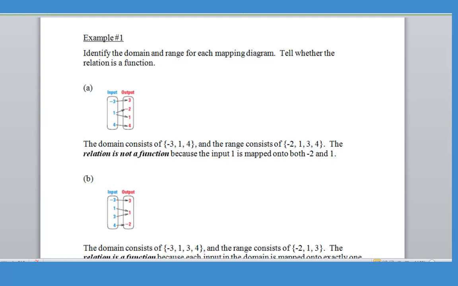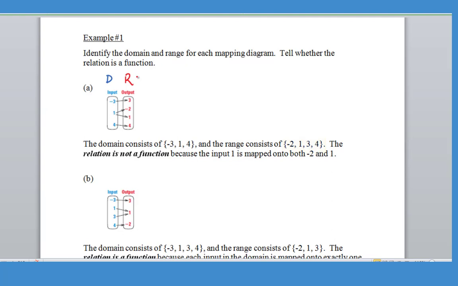So what we have here is we have the input and the output, and if you recall, the input represents the domain, the output represents the range. And so all of the values that represent the domain will consist of -3, 1, and 4, and you can see how we write this as a set of numbers. As we move over to the range, we have 4 numbers instead of 3, and so the set of numbers is a little bit larger.